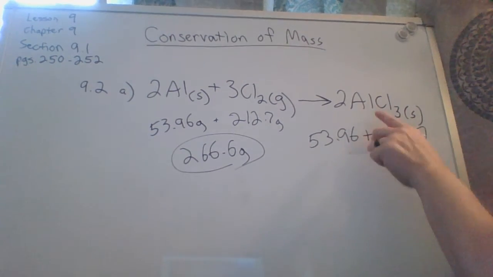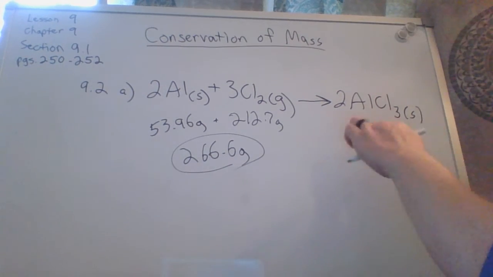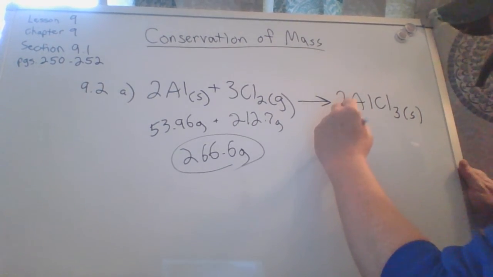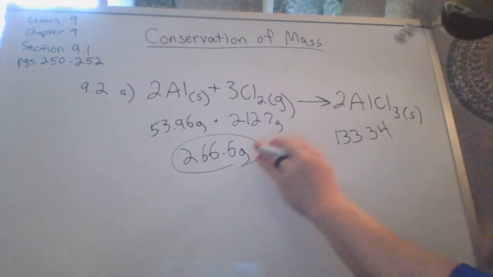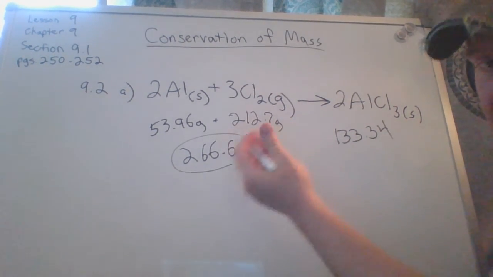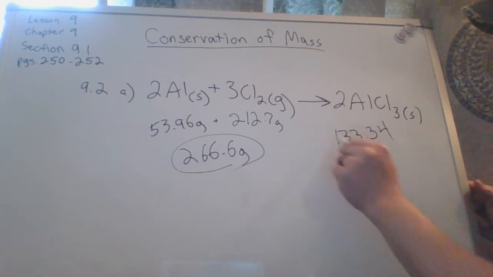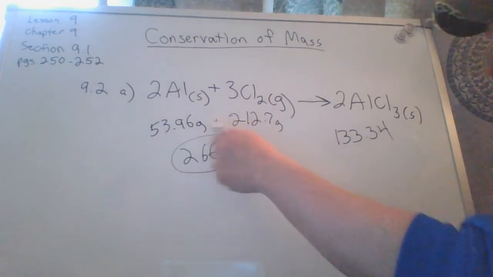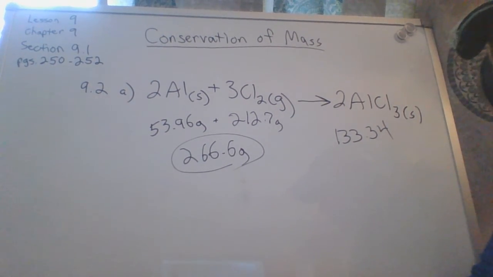If you want to see what it looks like with just the molar mass of aluminum chloride, I'll do that now. According to Google, a mole of aluminum chloride has a molar mass of 133.34. It's not going to be quite the same because of different amounts of sig figs and different periodic tables. But basically, if you multiply this by 2, you're going to have the same mass that you had from your reactant side. In any chemical equation, the total mass of the reactants is going to equal the total mass of the products.